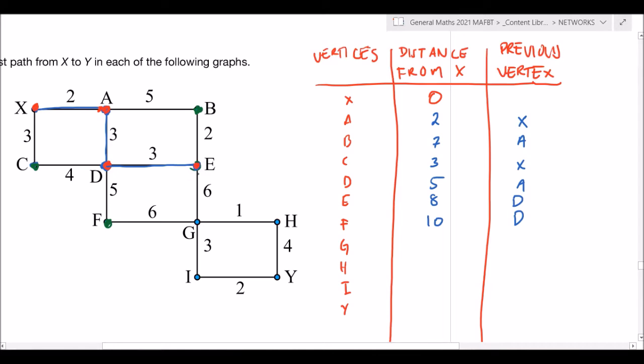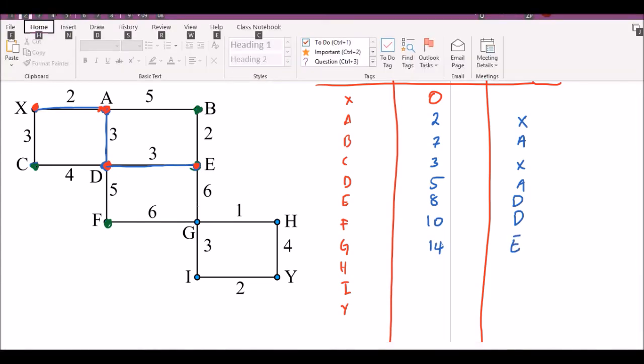Go with the shorter one the whole time. Alright, now from E, I only really have one option, which is to go to G. So from E to G, remember from E, we're at 8. So you've got 2, 3, 2 plus 3 is 5, plus 3 is 8. E to G would be 8 plus 6, which is 14. Okay, and the previous one to get to G was E. So we are now here.